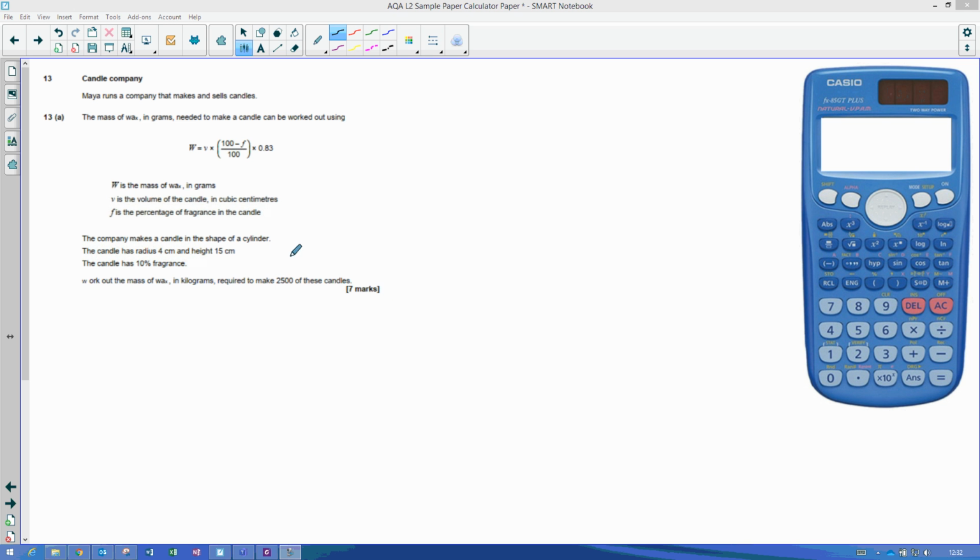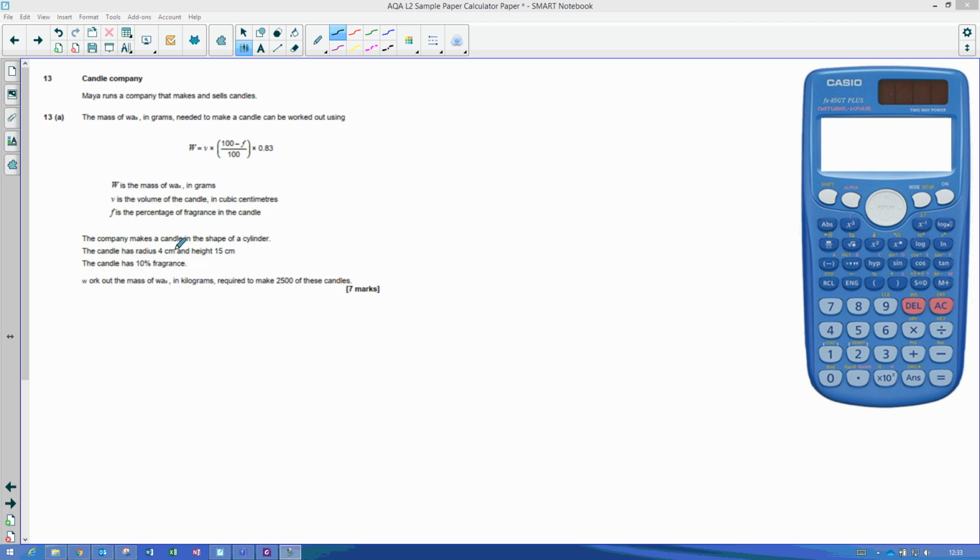Okay, so to find the mass of 2,500 candles, we need first to know the mass of one candle, and we can see that's what this formula is telling us. W is the mass of wax in grams of a candle. So looking at this formula, we can see two other letters, V and F. V is the volume of the candle, and F is the percentage of fragrance in the candle.